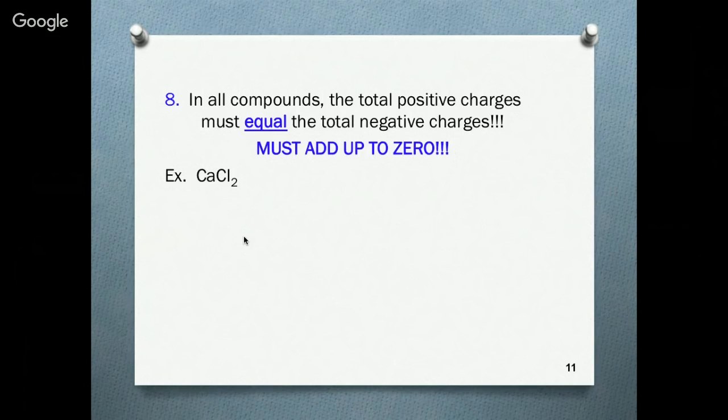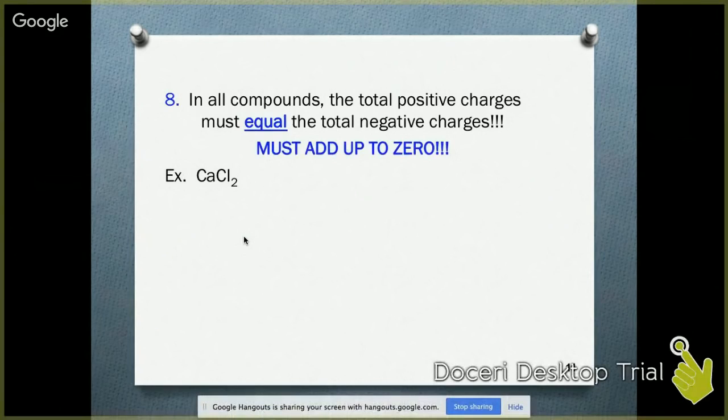Next, we need to know that in all compounds, the charges must add up to 0. So when you're looking at what we were just doing with the peroxides there, the charges were totaling 0. So here's an example of calcium chloride. Calcium is in group 2, so it's going to be plus 2. So that means that the total charge of all the chlorines has to be minus 2. Each chlorine is going to be negative 1, because negative 1 times 2 is going to give us negative 2.